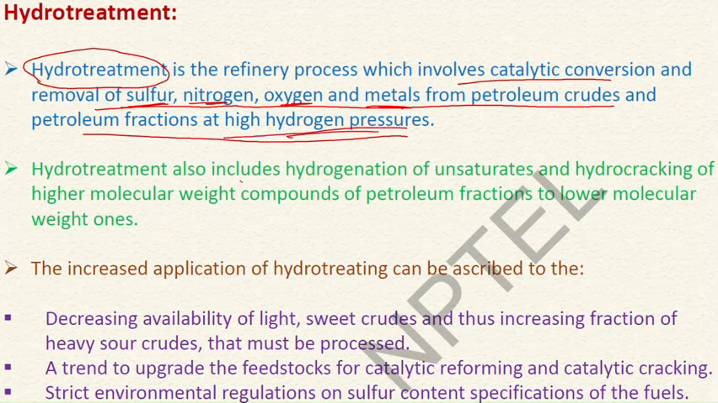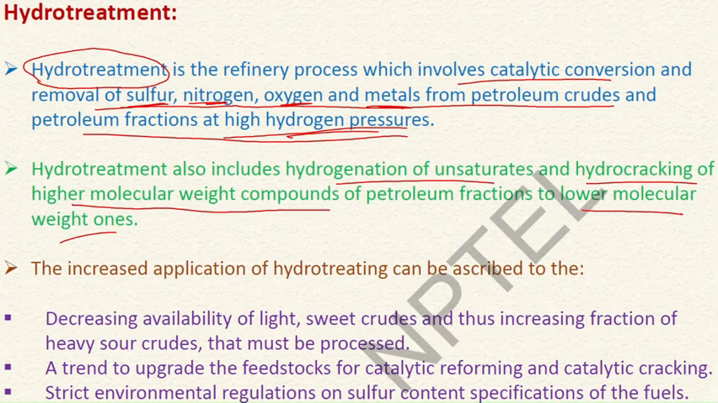Okay. So hydrotreatment also includes hydrogenation of unsaturates, hydrocracking of higher molecular weight compounds. It involves hydrogenation of unsaturates, that is basically making them saturated. Then hydrocracking of higher molecular weight, basically cracking of these higher molecular weight compounds of petroleum fraction to lower molecular weight compounds. Okay, that is also involved in the hydrotreatment. Basically, hydrotreatment is treatment of this petroleum crude with hydrogen, either hydrogenation or dehydrogenation, that can take place accordingly. The increased application of hydrotreating can be ascribed to decreasing availability of light sweet crudes.